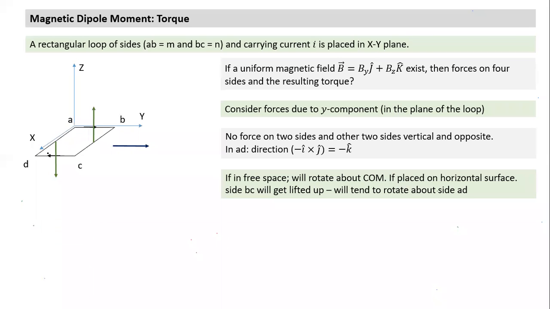Suppose the XY plane is a horizontal table it is placed on. This force is trying to push it down, but if it is kept on the floor, this side cannot go down. But this force is pushing it up. If the force is large enough, what will happen? This side will get lifted up. So if it is kept on a horizontal surface, it will tend to rotate about side AD. I hope all are clear. That's how we can understand.